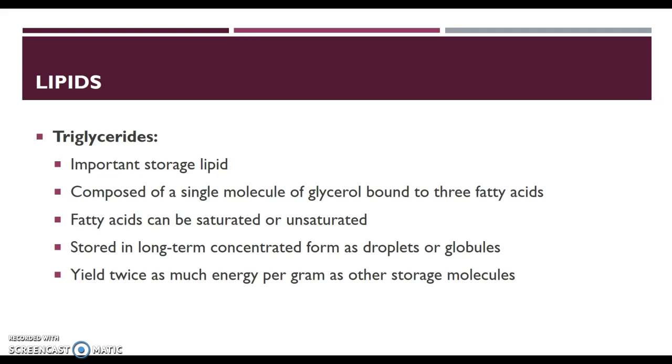Unsaturated means that there are double bonds found within the fatty acid chain, and those double bonds change the orientation of the chain and add bends. And this prevents the fatty acids from compacting closely, so most liquid fats are generally unsaturated.